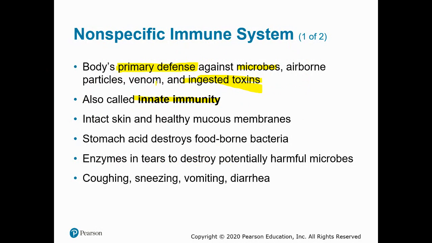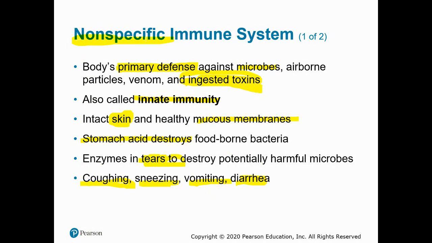So different parts of the body that act in non-specific immunity: any mucous membranes, so your eyes, your nose, the back of your throat, even your vagina, and then skin, so your integumentary system. Also your stomach acid. Remember we talked about the hydrochloric acid in the stomach helps to destroy any ingested toxins that come in with the food. Your tears, so again, your eyes are mucous membranes. Your saliva also, remember, has bacterial components in it. And then actions, like coughing, sneezing, vomiting, diarrhea. These are also actions of the innate, or non-specific, immune system.